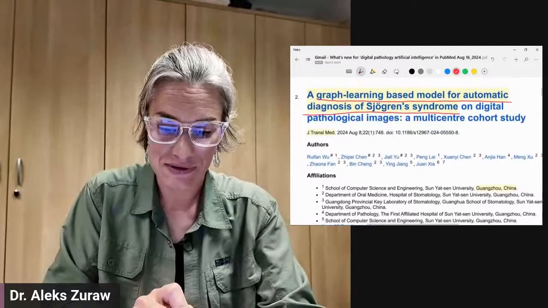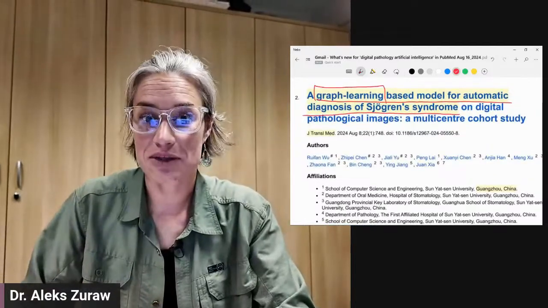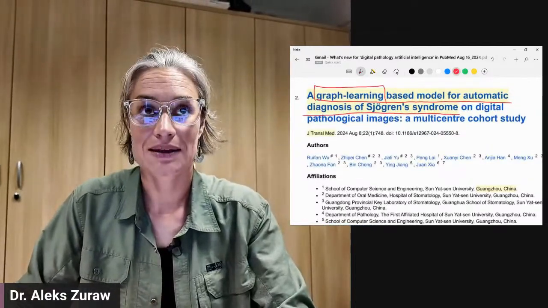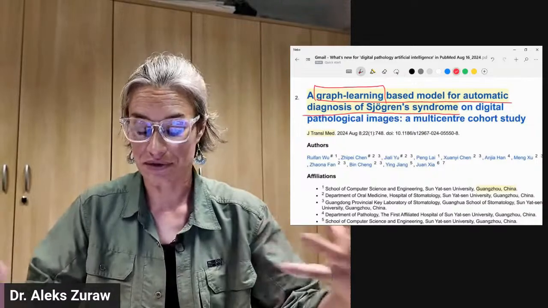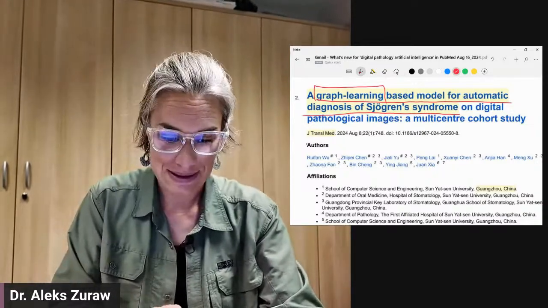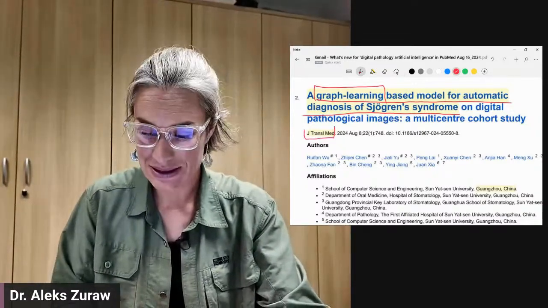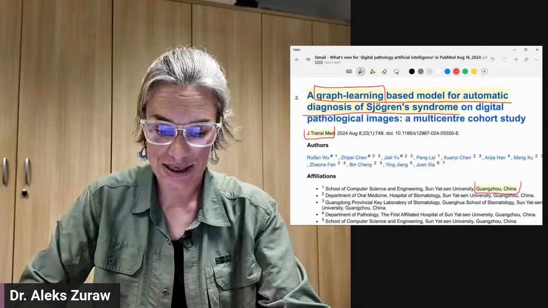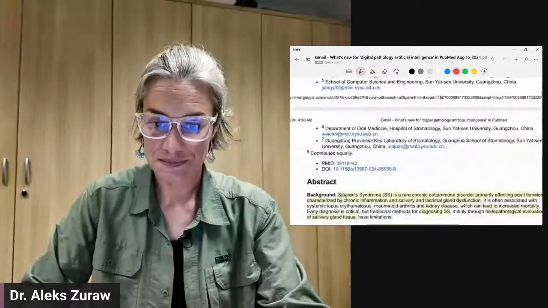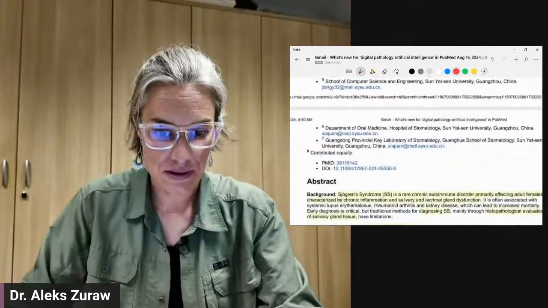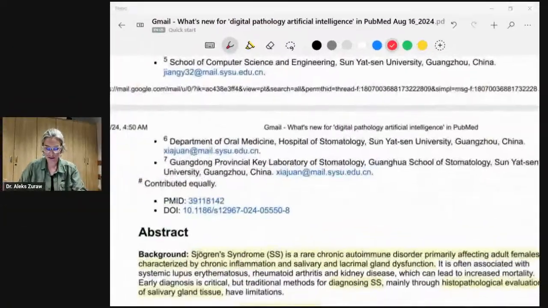Graph learning. So graph learning is a specific machine learning method that bases stuff on graphs. This is in Journal of Translational Medicine, a group from China. Let me put this bigger.